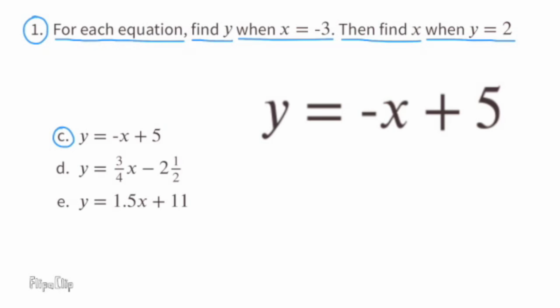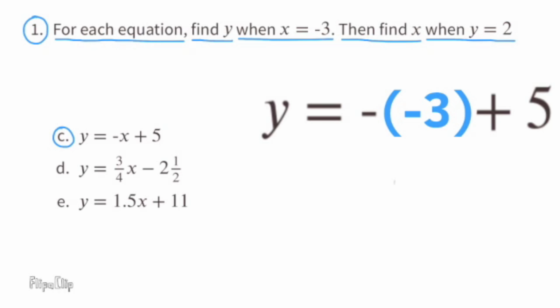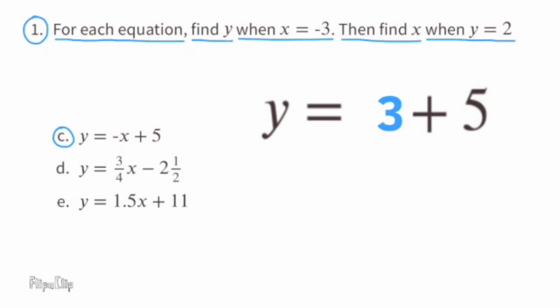C. Y equals negative x plus 5. First, we need to substitute the x with a negative 3. So it reads y equals the opposite of negative 3. And the opposite of negative 3 is positive 3. 3 plus 5 equals 8. Y equals 8 when x equals negative 3.